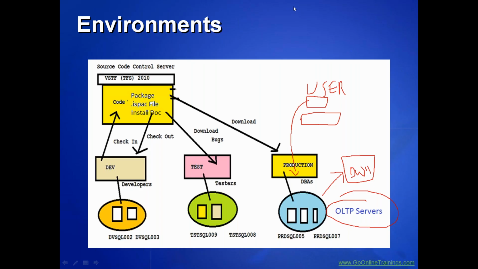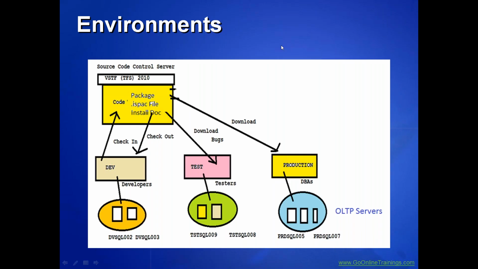So now, once you create a code, what do you do? You have to give your code. Code could be an SSIS package or SSRS report or SQL code or .NET code, Java code. How do you give the code to the next department? The next one is the testing department. You should not give the code to the testing department directly.